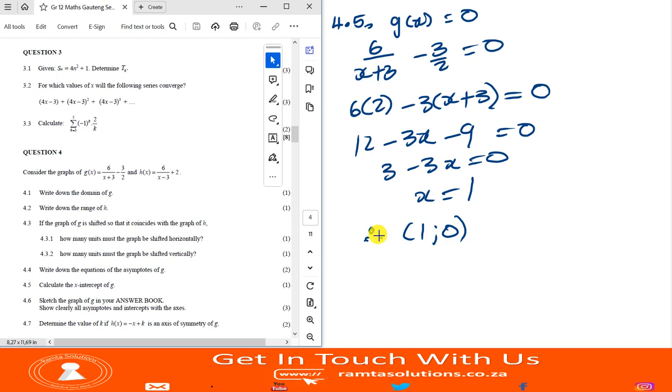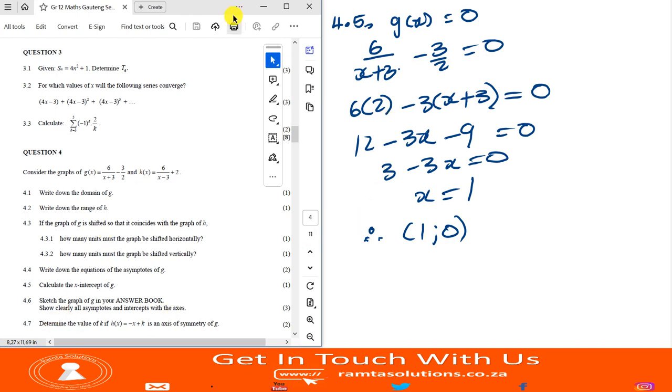If I have confused anyone, this is basically saying multiply by 2 throughout and multiply by x plus 3 throughout. It'll give you this. I repeat, multiplying by 2 throughout and multiplying by x plus 3 throughout. It'll give you this.